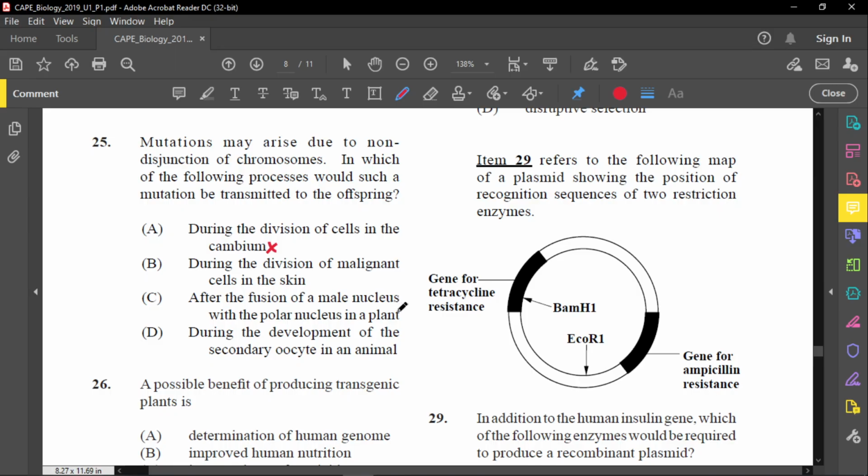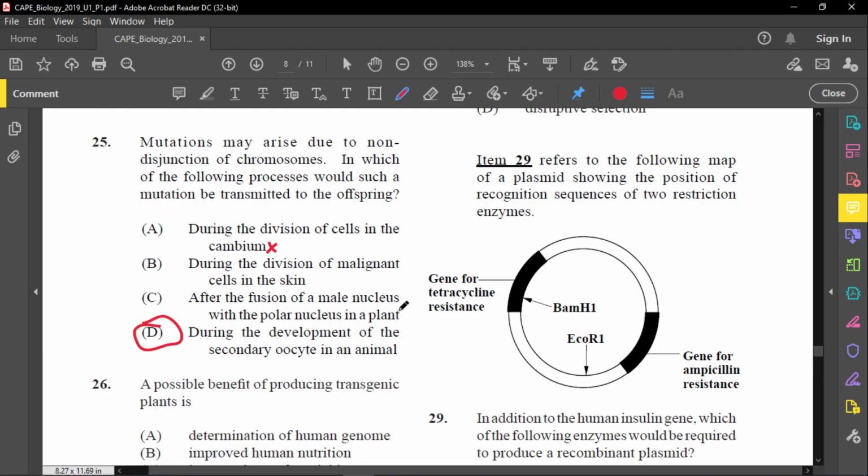In this case, where it occurs after fertilization, you have a condition called mosaicism, so the individual will be formed as a mosaic. However, during the development of the secondary oocyte in animals, this is the typical way in which the mutation will be transferred to the offspring. This is when you're forming the egg or the ovum that will be ovulated. Once the chromosomes are not separated here, it leads to conditions such as Down syndrome, right? So Down syndrome is the common way this mutation is transmitted to the offspring.